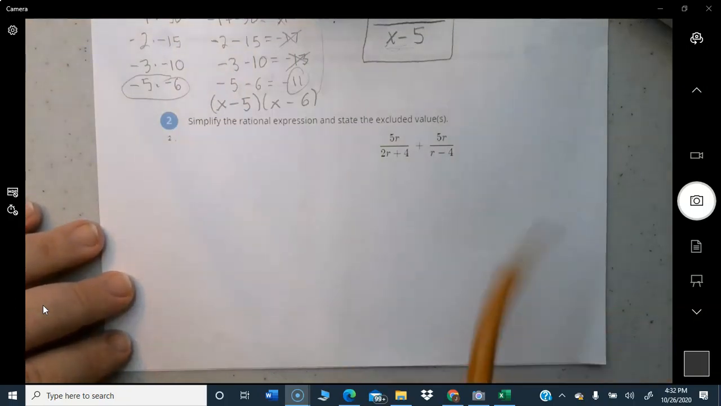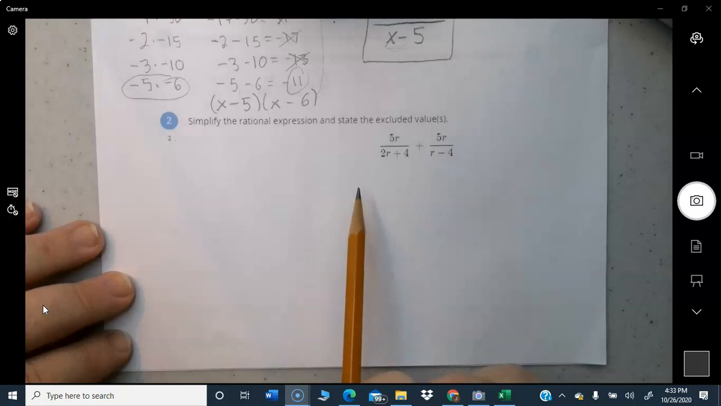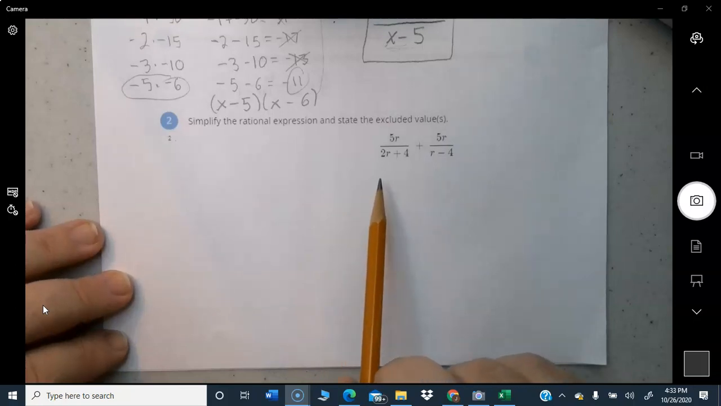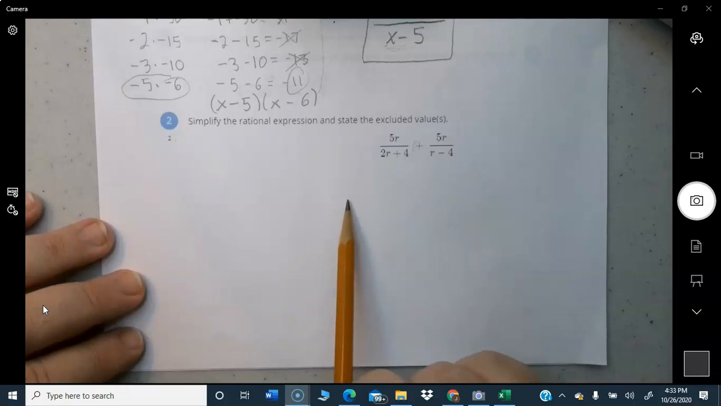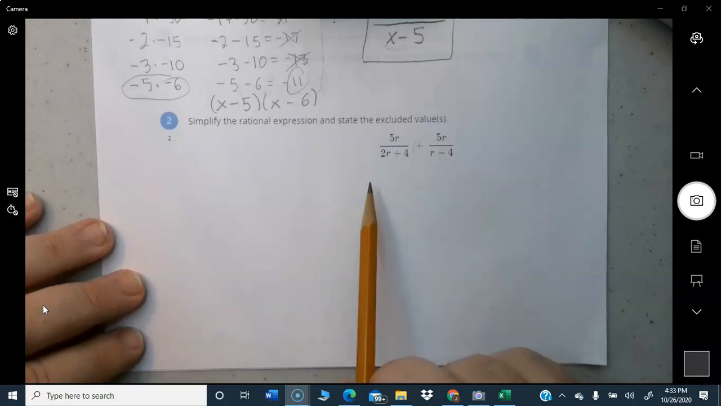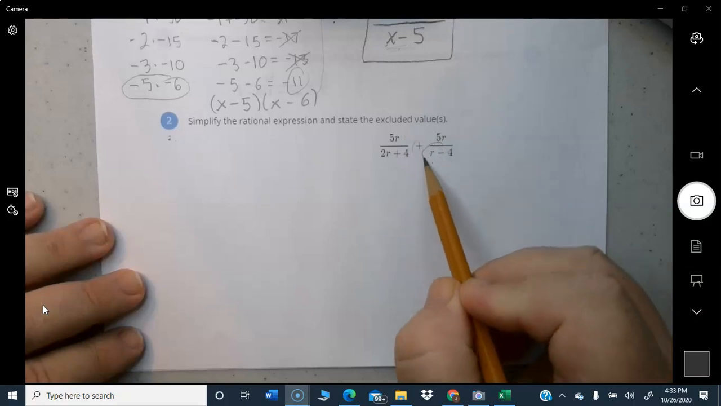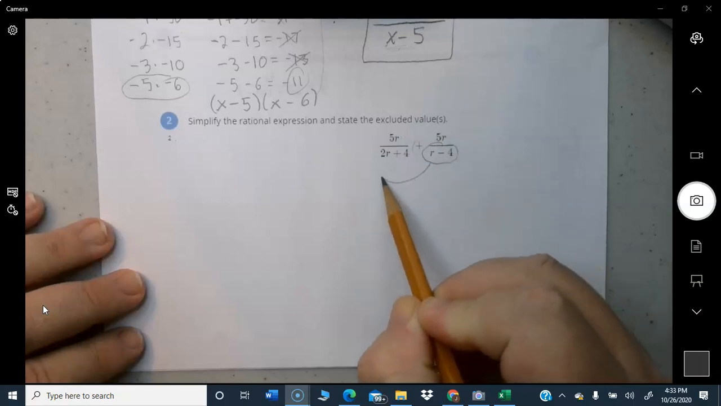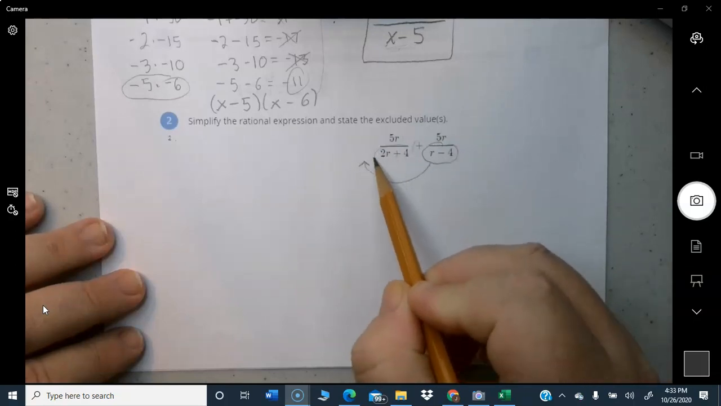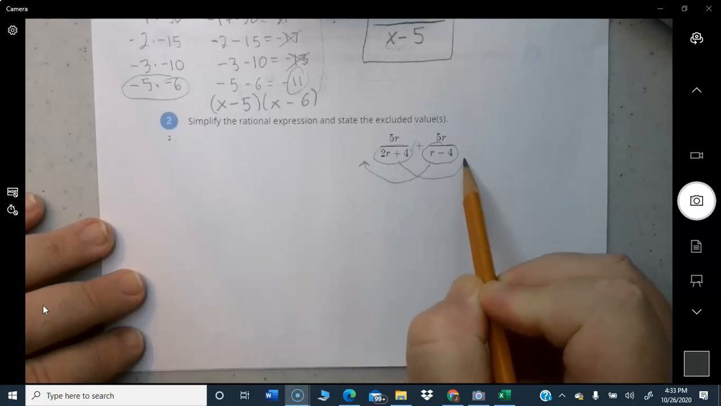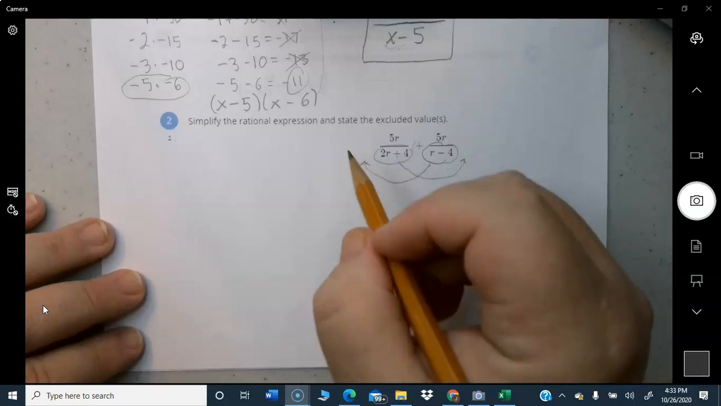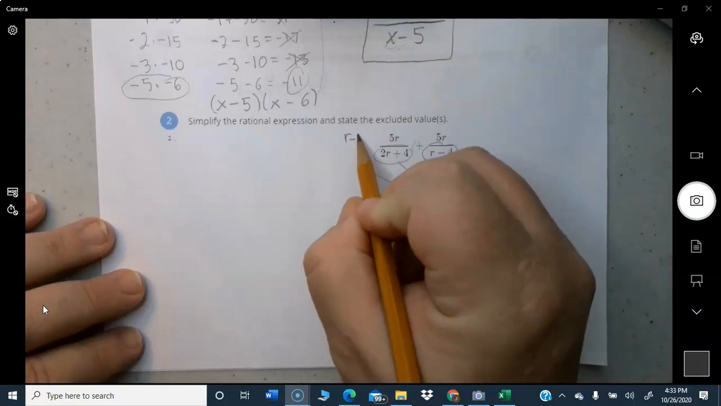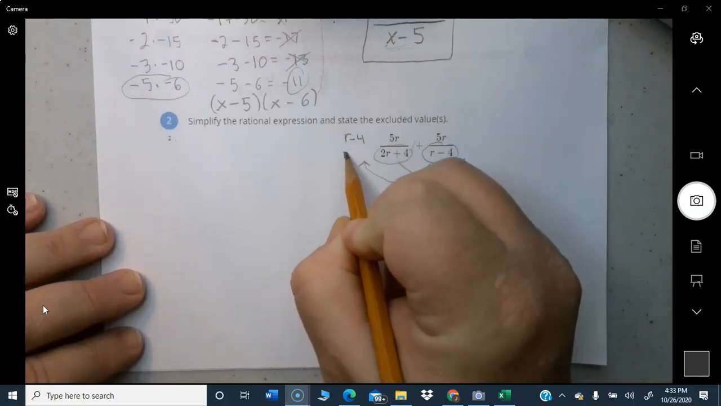Okay, what we need to do here is we need to get a common denominator. Anytime you're going to add two numbers, which is what this problem is doing, it's adding, you've got to have the bottom be the same. So what we're going to do is just use crossing arrows like this. All right, so we got to bring r minus 4 over here on the top and on the bottom.